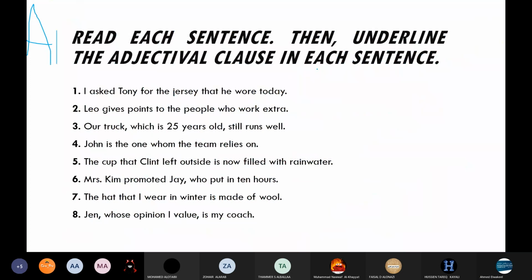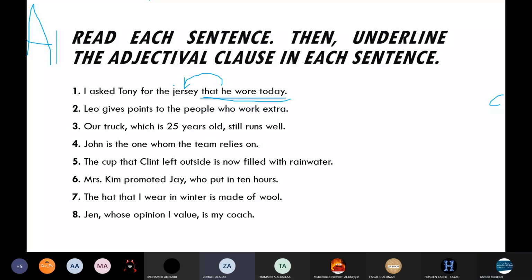Starting with Zuhair. I asked Tony for the jersey that he wore today. Is it jersey? Jersey is the direct object, or the object of the preposition. I don't really understand it. Which sentence describes the jersey? That he wore. Which jersey are you speaking about? Yeah, the jersey that he spoke about today. Okay, good.